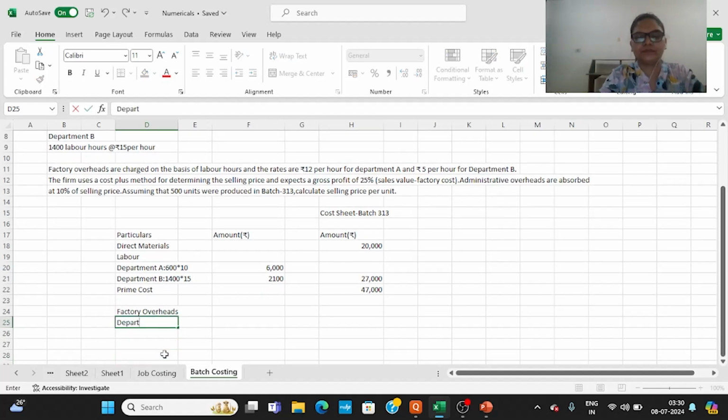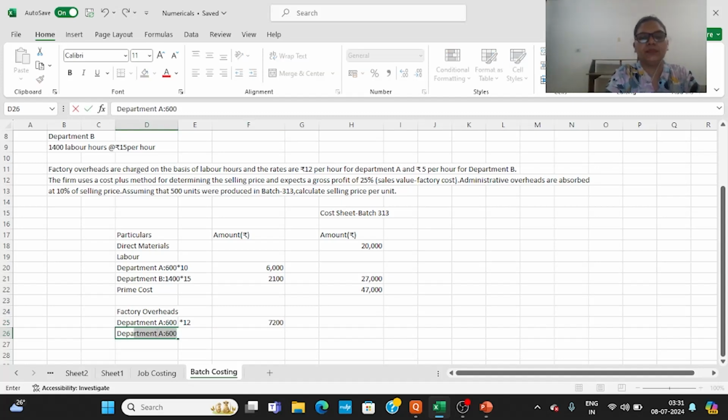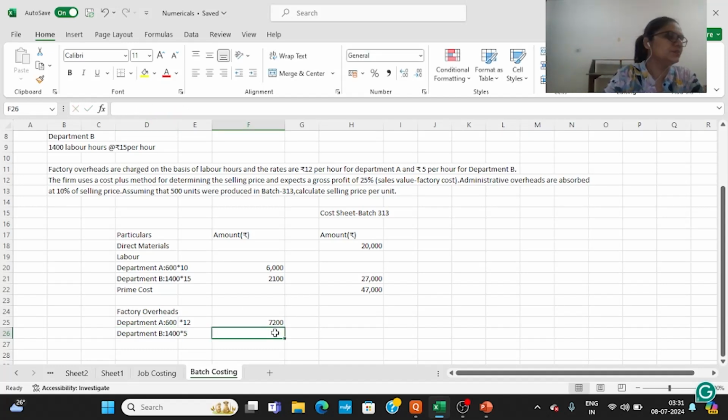Department A, it is 600 into 12. So we will multiply it, which will be 7200 after calculation. Next is department B, which is 1400 into 5, which will give you 7000.